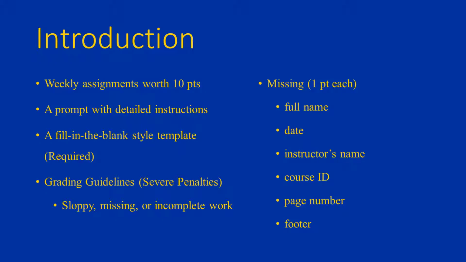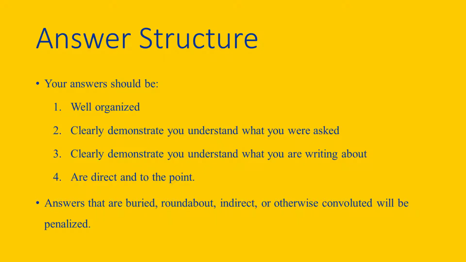This means an assignment that is otherwise perfect but is missing these 6 pieces of information will be graded a 4 out of 10. As you complete your assignments, you should make sure your answers are 1, well organized, 2, clearly demonstrate you understand what you were asked, 3, clearly demonstrate you understand what you are writing about, and 4, are direct and to the point. Answers that are buried, roundabout, indirect, or otherwise convoluted will be penalized.